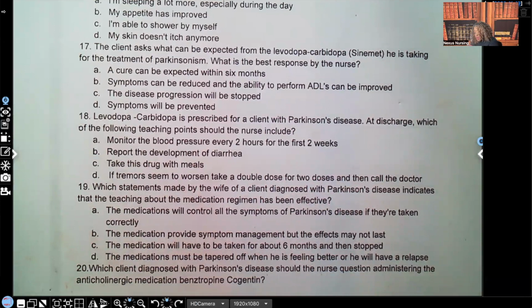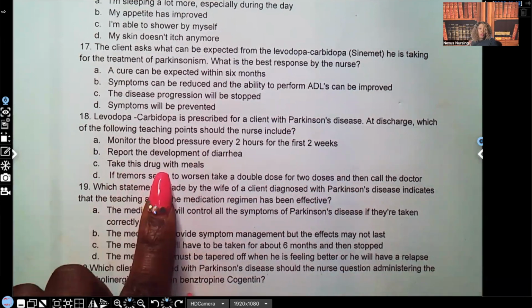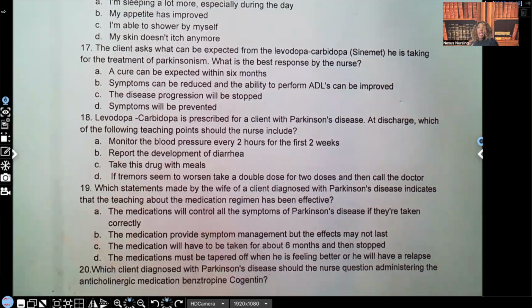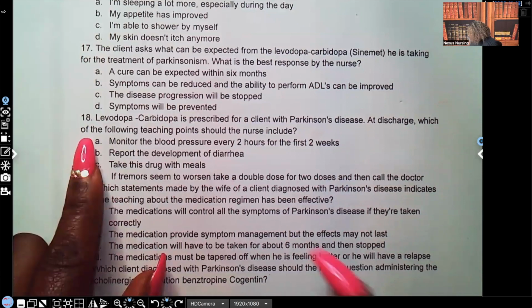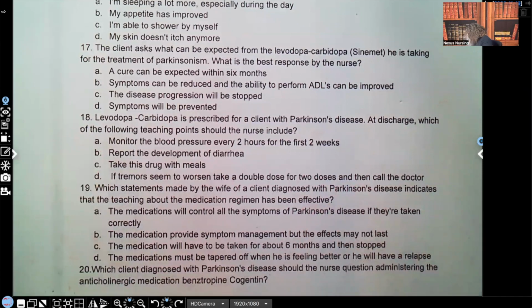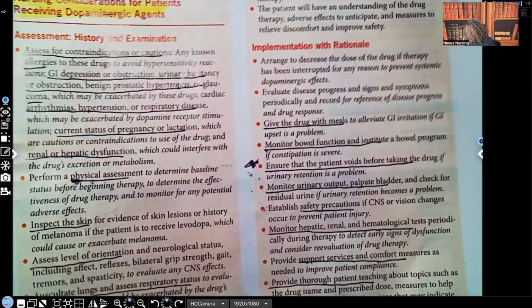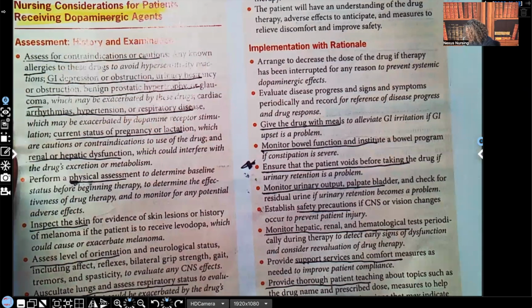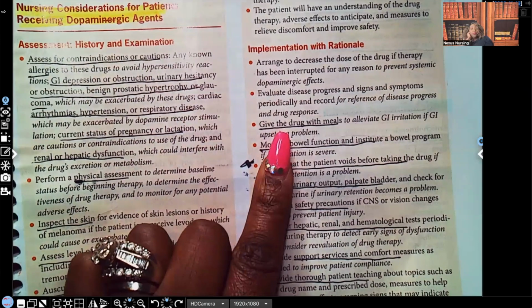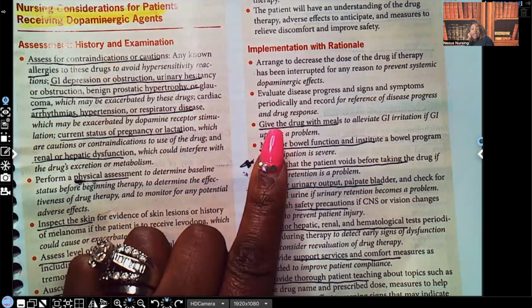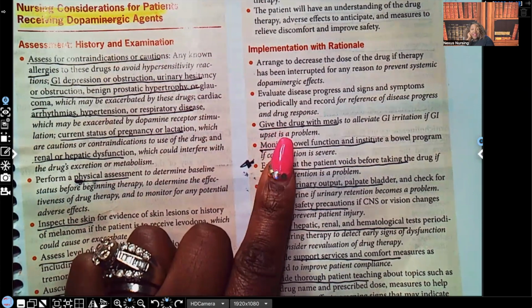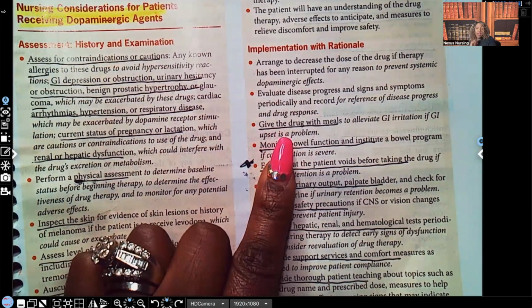And guys, the correct answer is C, take this drug with meals. Here's the thing, this medication, some of the adverse effects are lots of GI irritation. When it comes to GI irritation, you teach a patient to take the drug with meals. But let's not take my word for it. Let's go look in the book. What's that, number 18? Right here. Give the drug with meals to alleviate GI irritation if GI upset is a problem.